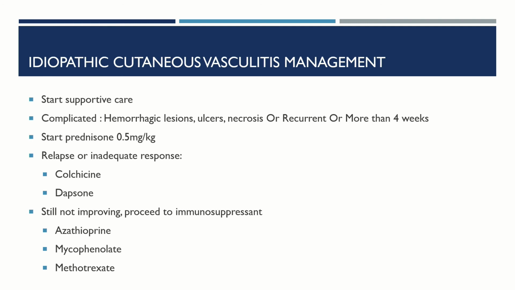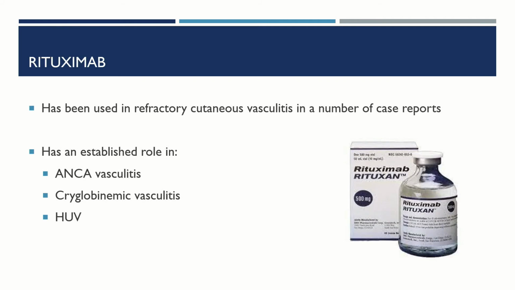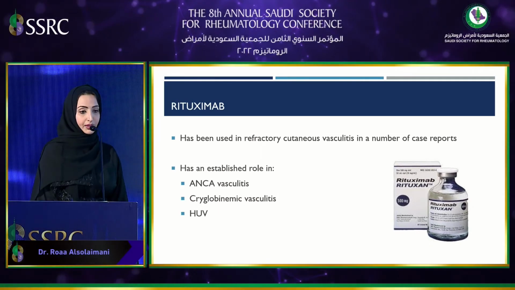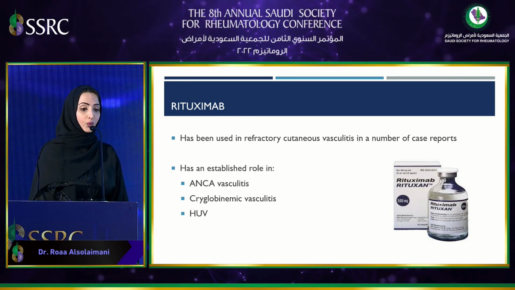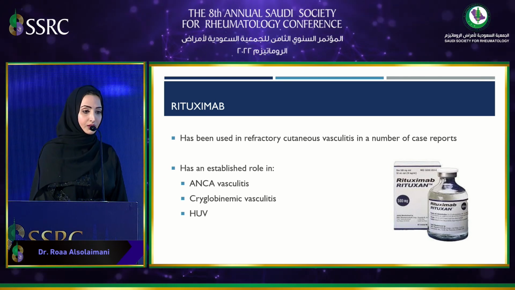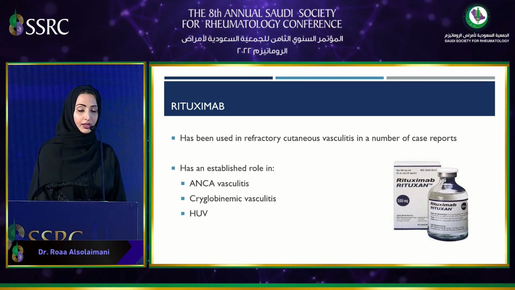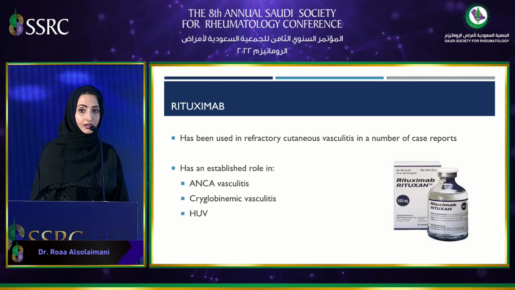If there is a relapse or inadequate response to steroids, there has been small studies looking at colchicine and dapsone. If the patient is still not improving, then you have to proceed to immune suppressants such as azathioprine, mycophenolate, and methotrexate. There has been case reports using rituximab in refractory cases of small vessel vasculitis, cutaneous vasculitis with good results. As you know, rituximab has an established role in other vasculitides, for example, ANCA vasculitis, cryoglobulinemia, and urticarial vasculitis.